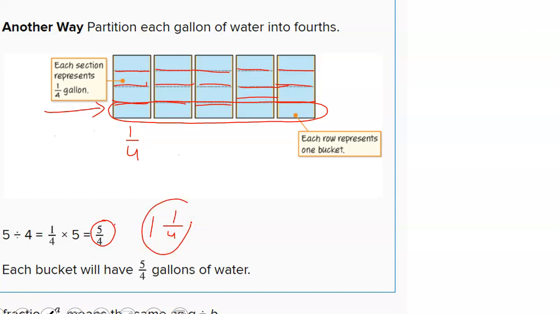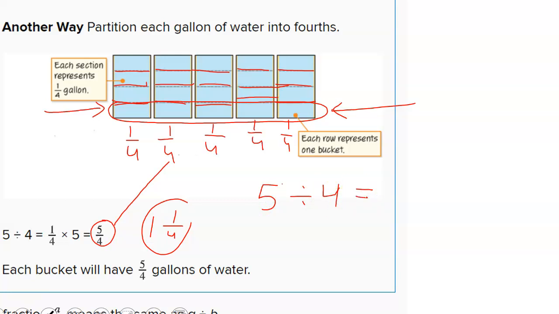Okay? So look at this. 5/4. 1/4, 1/4, 1/4, 1/4, and 1/4. So in this row, there is 5/4. Okay, so how can we find this answer or the quotient of the division using reciprocal? I will show you now the example, and then we will do many examples until you understand. Now, what I did here, we had 5 gallons divided by 4 buckets. Okay, now we need to use the reciprocal.